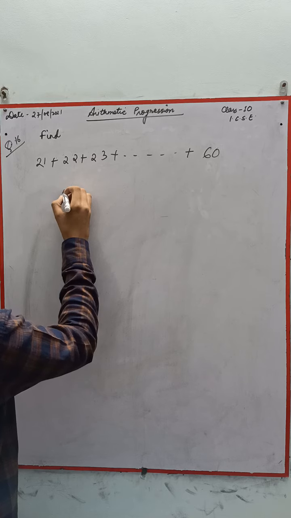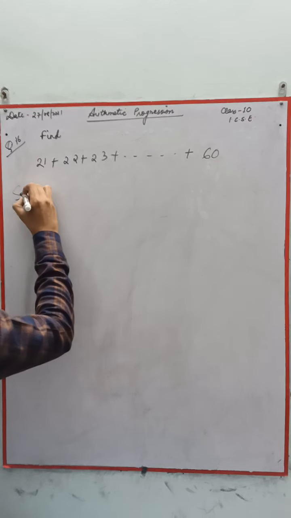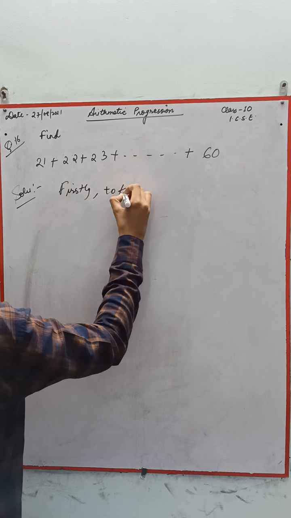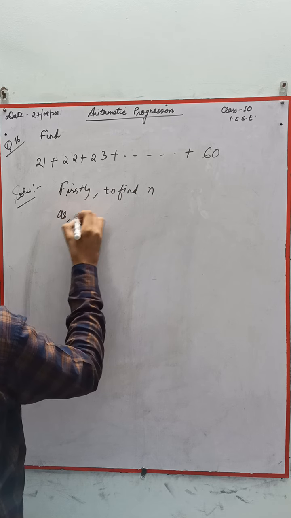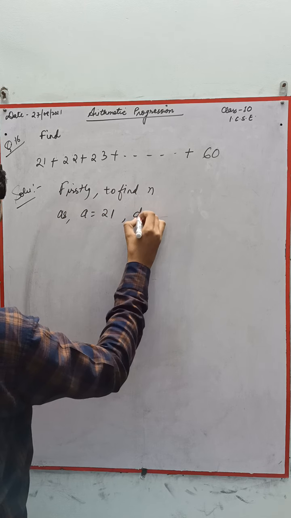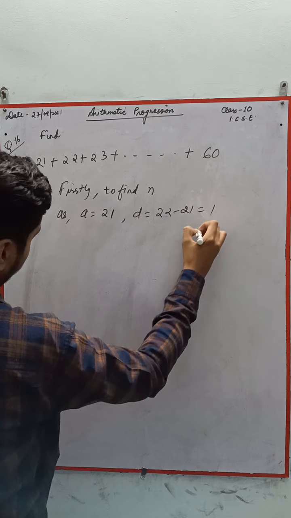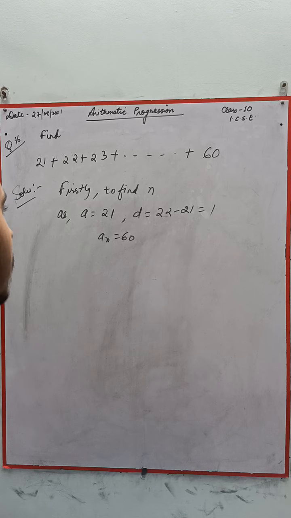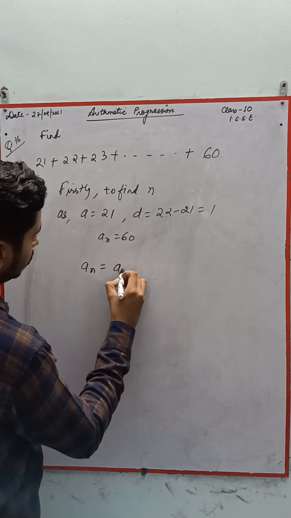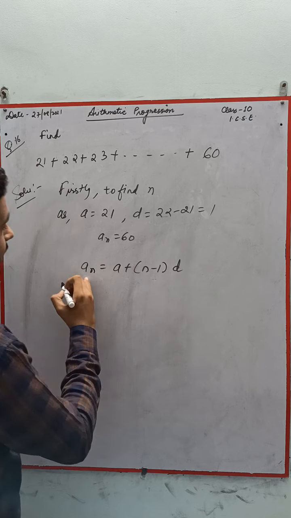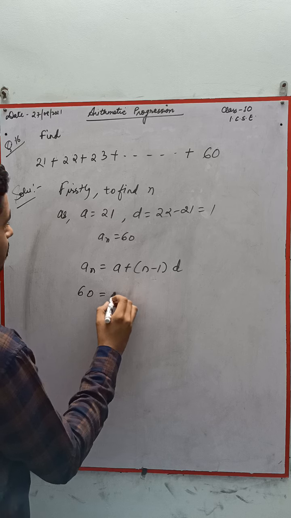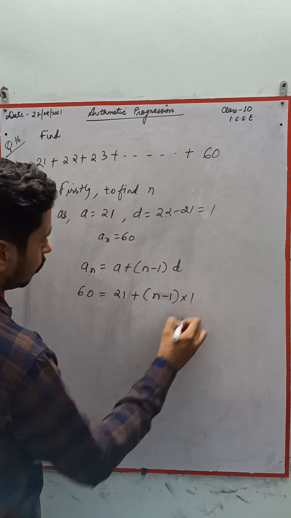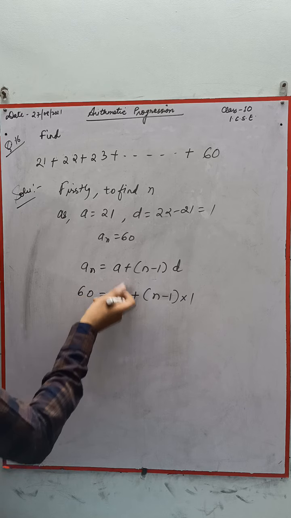With the help of the an formula. First of all, to find n, a is equal to 21, d is equal to 22 minus 21, which is 1, and an is equal to 60. We are considering 60 to be the nth term of the progression. So an is equal to a plus (n minus 1) into d. In place of an 60, in place of a 21, n minus 1, so we have to find n, into 1. Subtract this, take this 21 here.